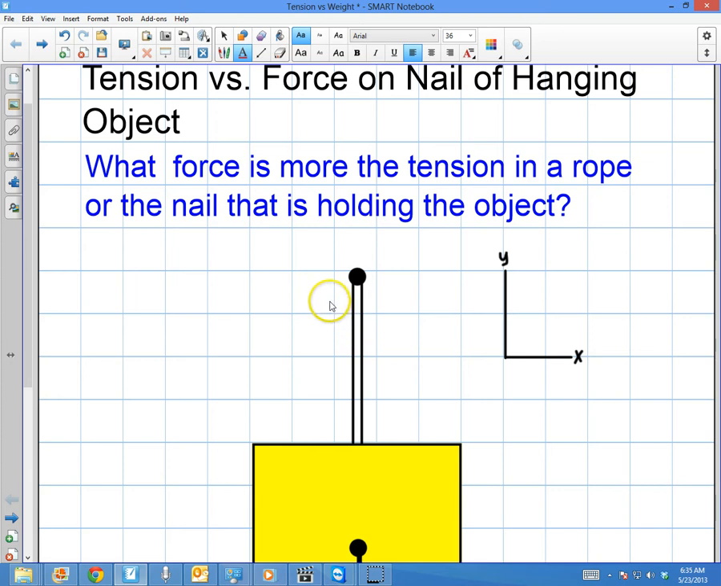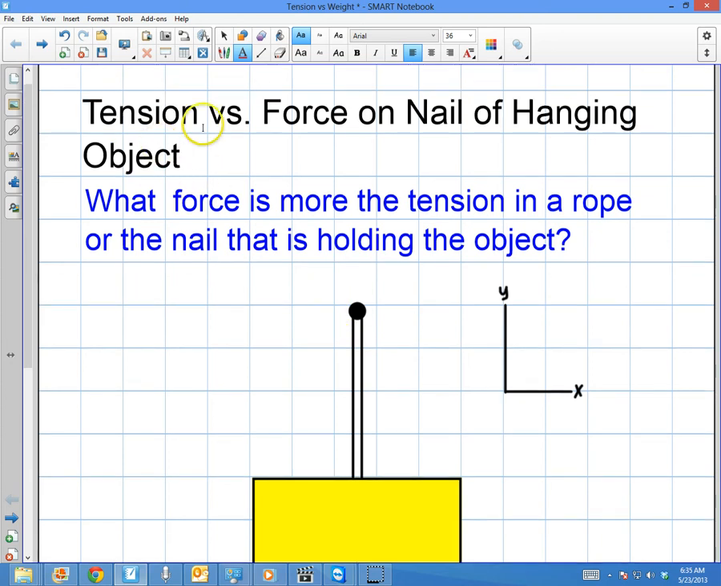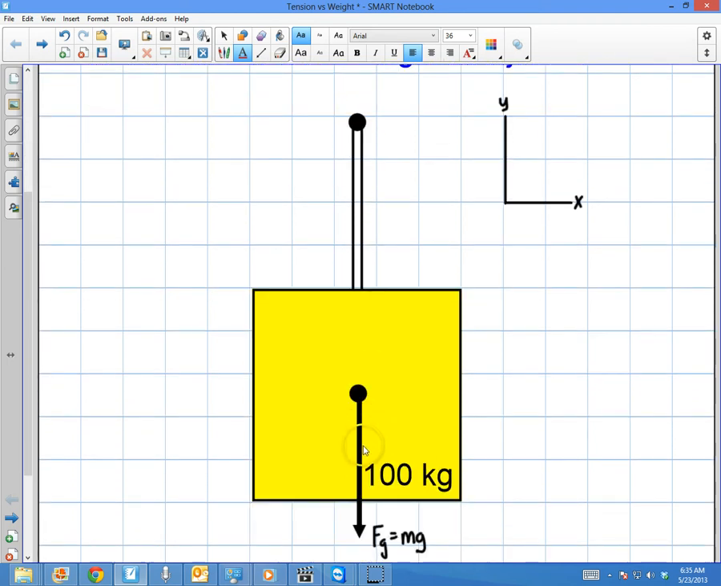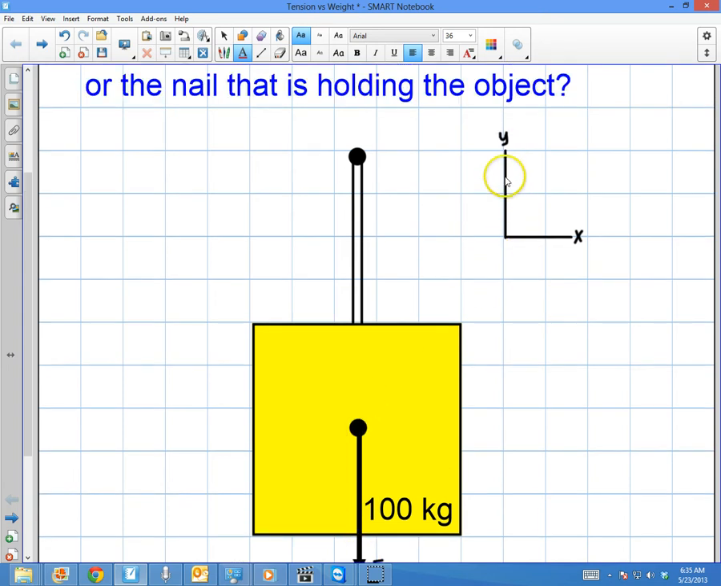So going back to this problem, the tension versus the force of a nail on a hanging object. What we have here is this nail, and this object hanging, 100 kilograms. And this is the force of gravity acting at the center of mass right here. I have my axis, which shows my positive y and my positive x, and I typically try to align this axis with the most forces, or in the direction of the net force.